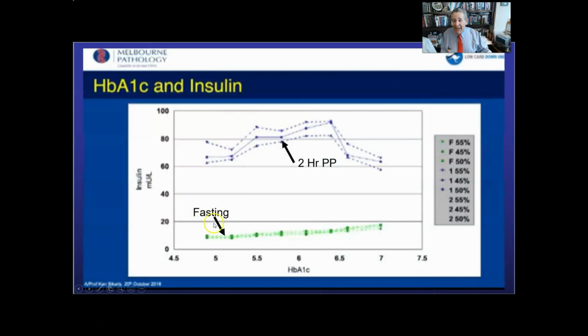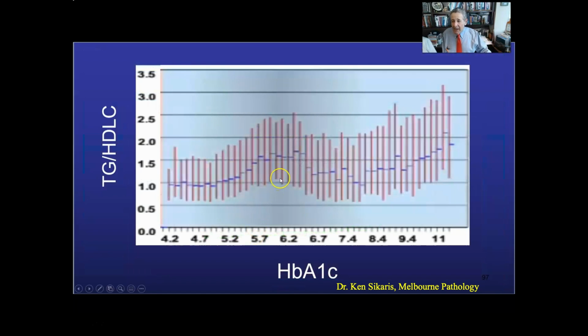pre-diabetes. And we know that if we look at A1C and the natural history of the postprandial insulin levels, they start going up when the A1C is completely normal. If we look at triglycerides over HDL, they start going up when the A1C is completely normal. They peak before somebody's diagnosed with diabetes. They actually go down when the pancreas is failing. But out here, it goes up again.